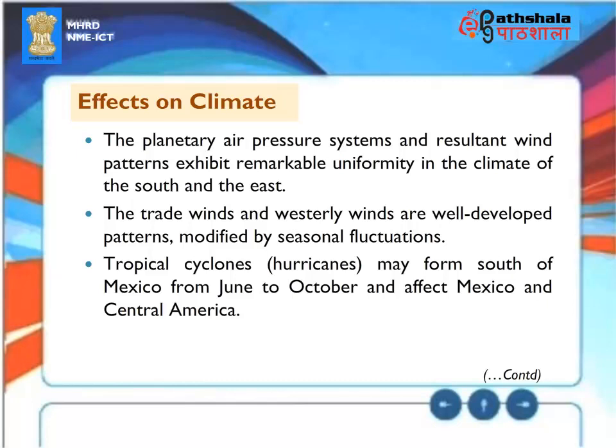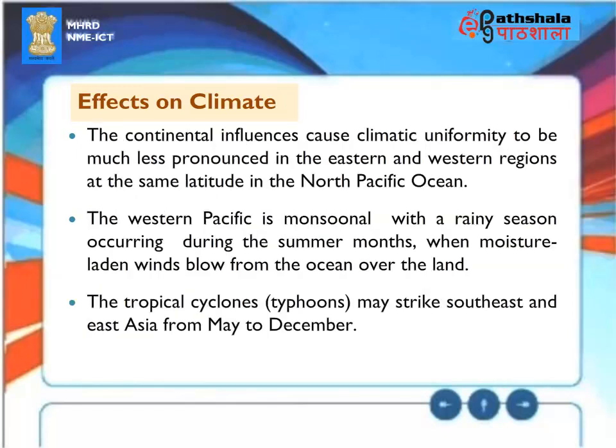Tropical cyclones or hurricanes may form south of Mexico from June to October and affect Mexico and Central America. The continental influences cause climatic uniformity to be much less pronounced in the eastern and western regions at the same latitude in the North Pacific Ocean. The Western Pacific is monsoonal, with a rainy season occurring during the summer months, when moisture-laden winds blow from the ocean over the land. The tropical cyclones or typhoons may strike Southeast and East Asia from May to December.